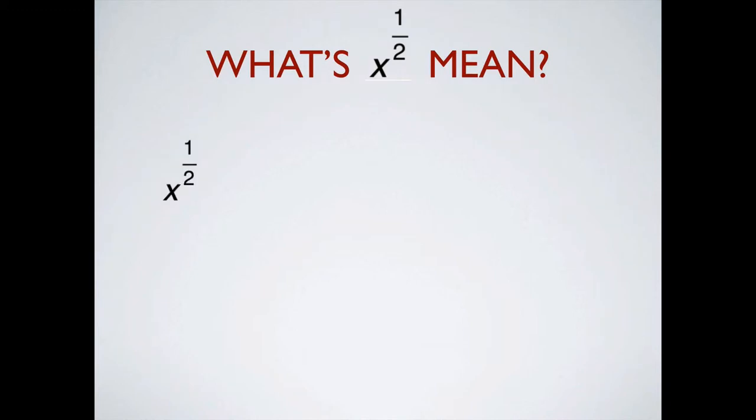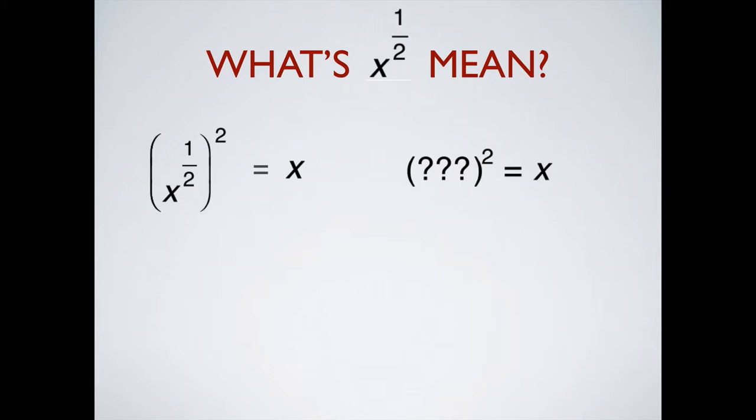So what's x to the 1/2 mean? Well, let's take a little bit closer look at x to the 1/2. What would happen if I squared x to the 1/2? Thinking about properties of exponents, that means that I multiply those two exponents, 1/2 and 2. But 1/2 times 2 is x to the 2/2, and 2/2 is 1, or just x. That means that x to the 1/2 squared is the same as x.